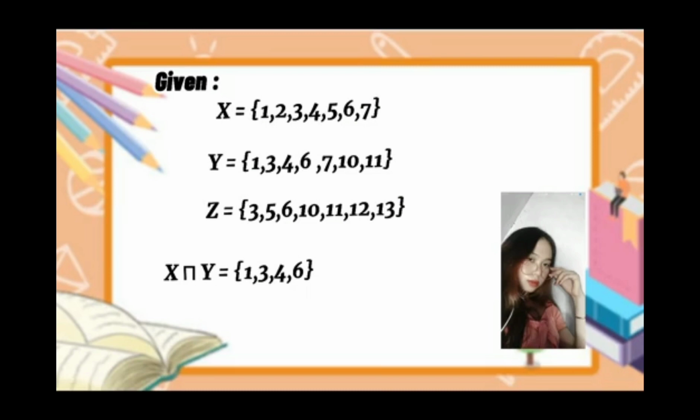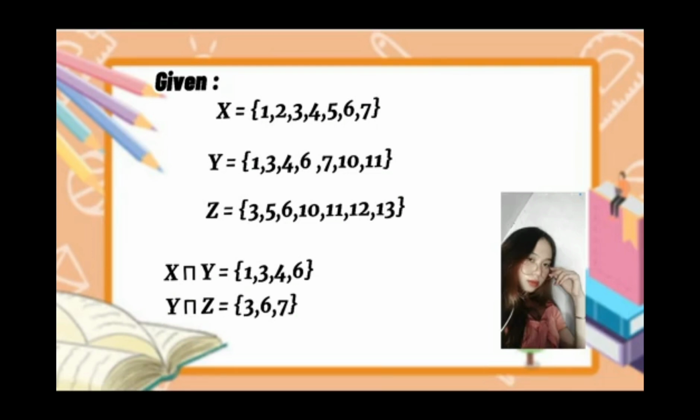Next, we will find the intersection of Y and Z. So again, the common elements of Y and Z. The common elements of Y and Z are 3, 6, and 7. These are all the common elements of Y and Z.